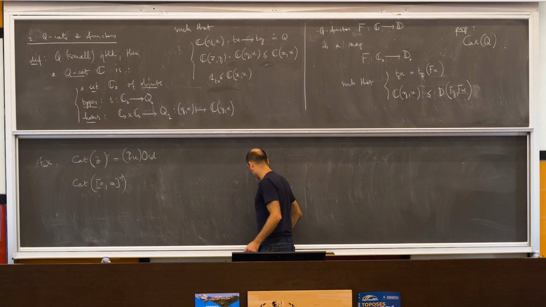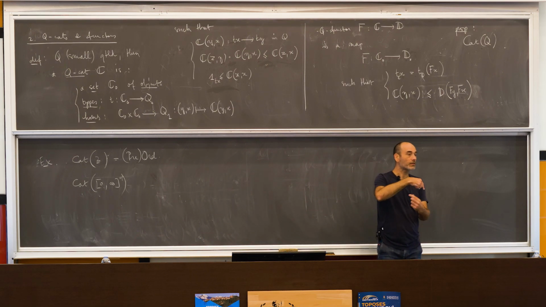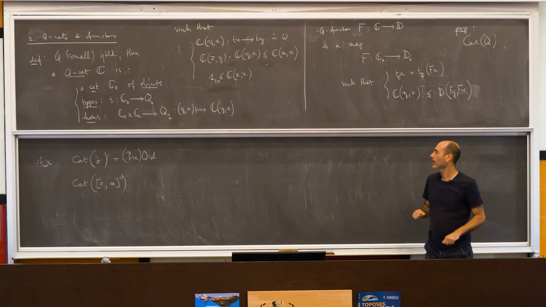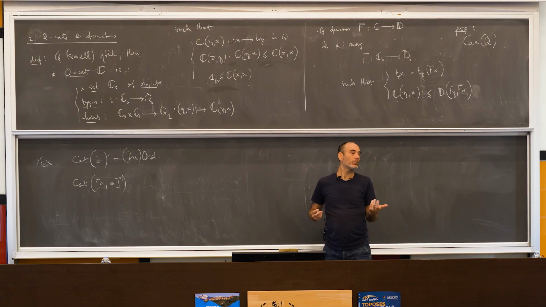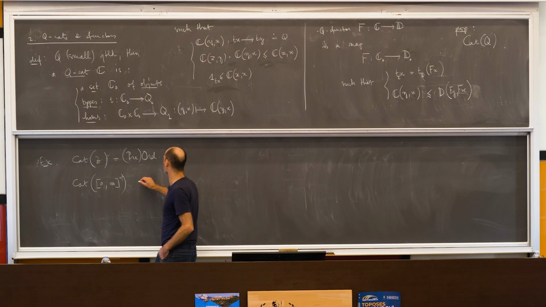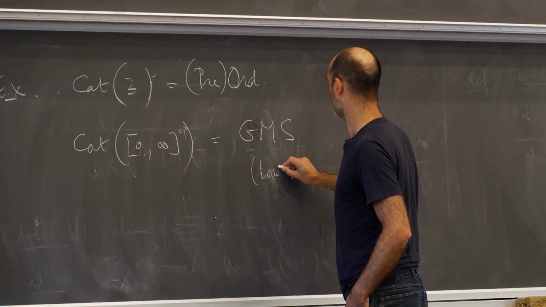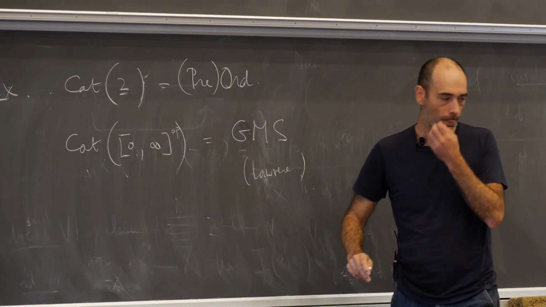Generalized in what sense? Well, because they're not symmetric. Distance from x to y can be different from the distance from y to x. It's not separated. So you can have the distance from x to y 0, from y to x 0, but x and y different. And it's not finite. Distances can be infinite. So it's generalized metric spaces. So that's Lawvere's big example.